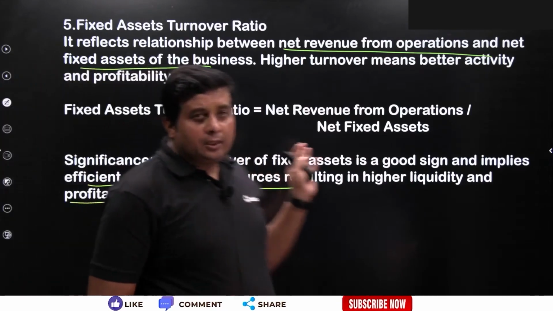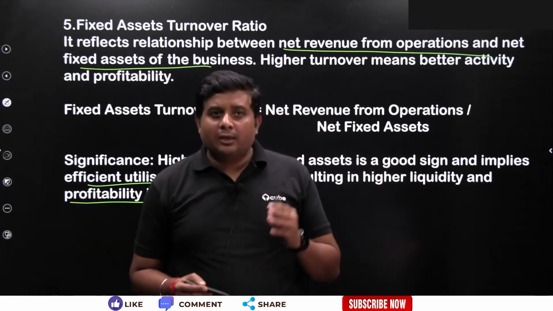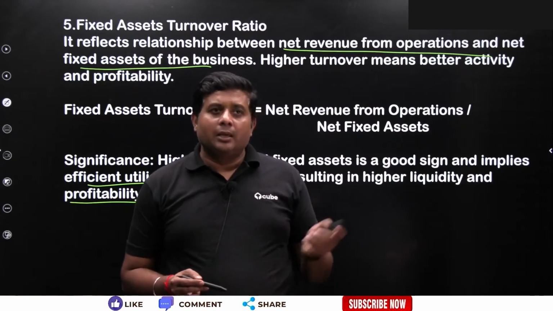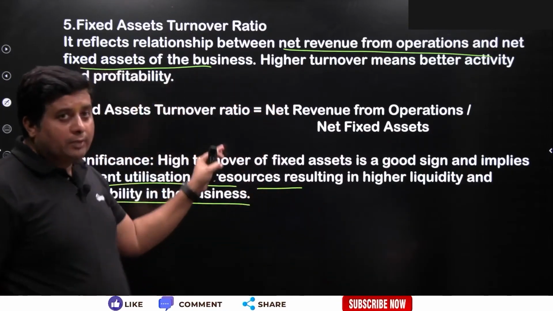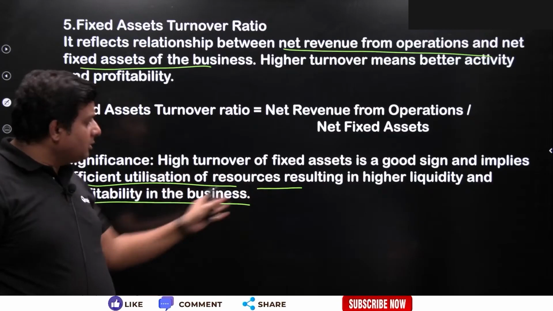So this fourth ratio and fifth ratio have recently been added to your syllabus. So these are very important ratios, right? And the significance of this is very important.